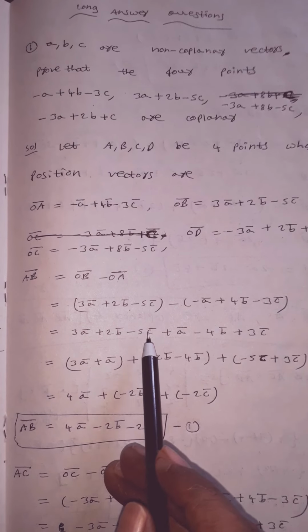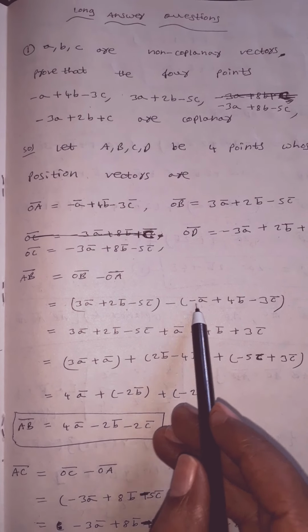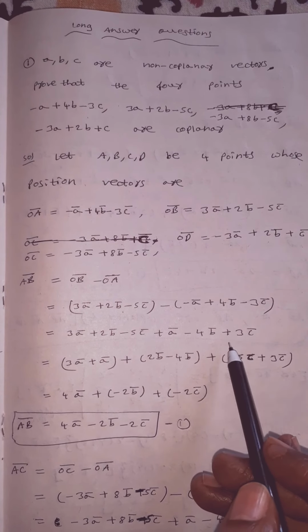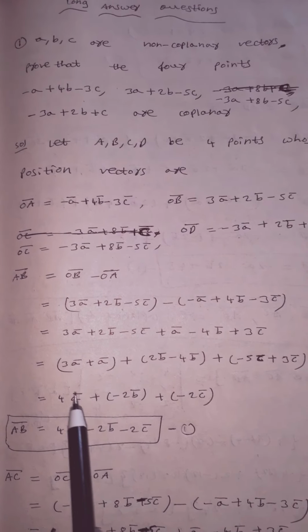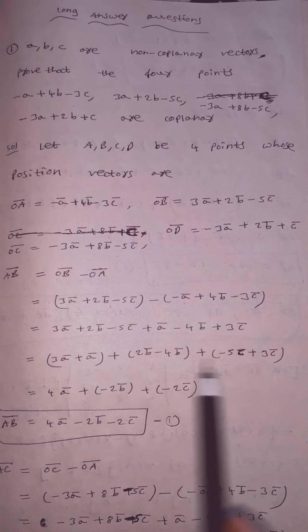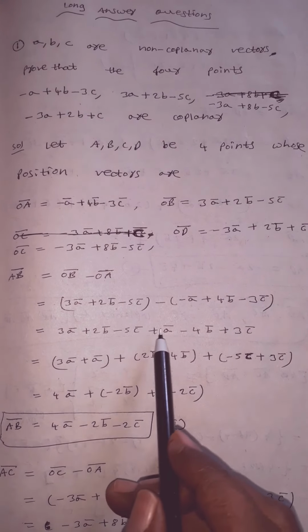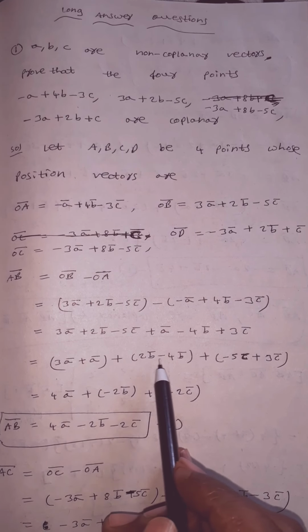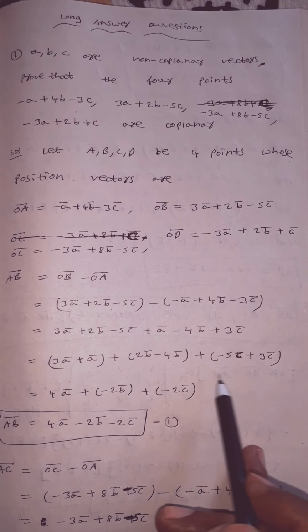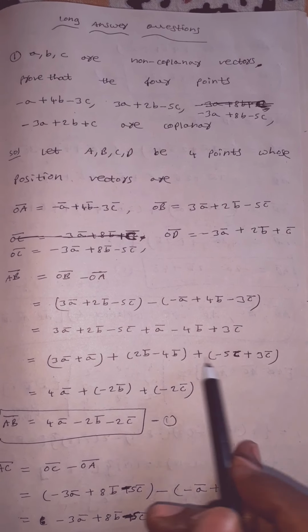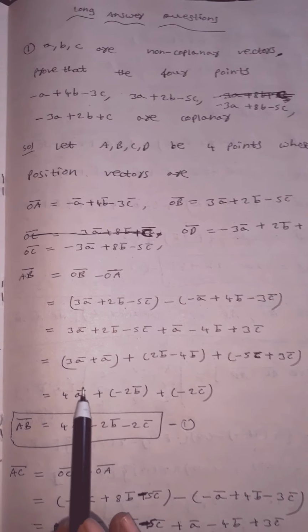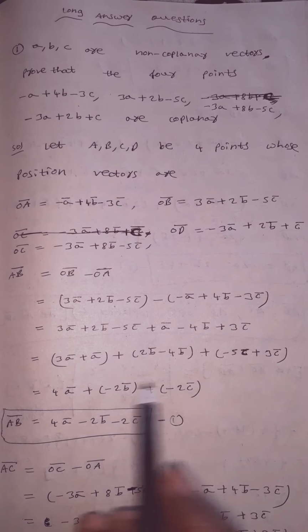So write the first three terms as it is, children. Send the minus inside: minus into minus is plus, minus into plus is minus, minus into minus is plus. Now write the a bar, b bar, c bar terms separately, children. So here 3a bar plus a bar plus 2b bar minus 4b bar plus, whenever you are taking small brackets you should take the plus symbol and open the brackets, children. So plus minus 5c bar plus 3c bar, children.